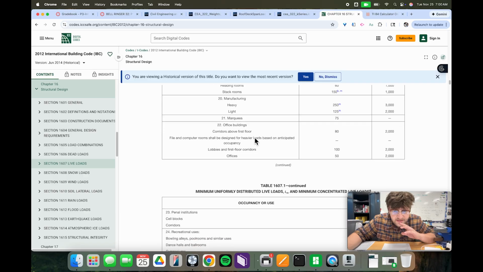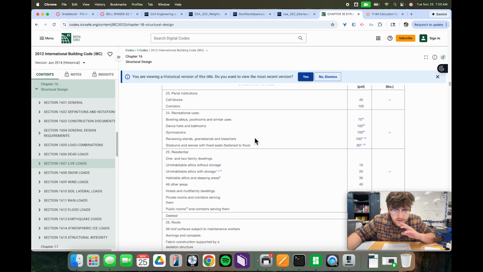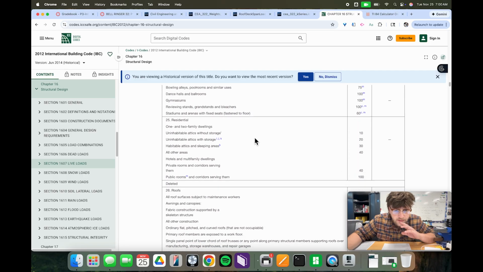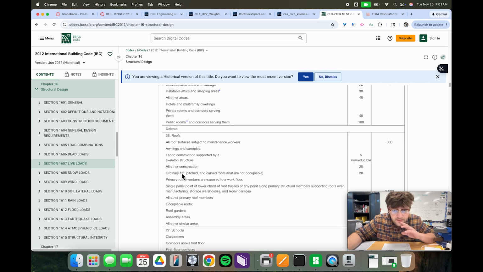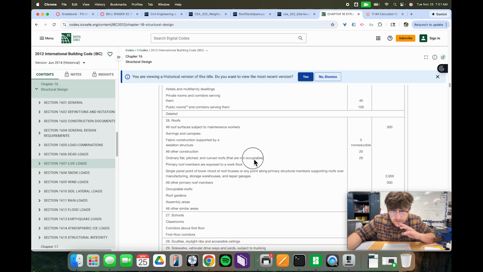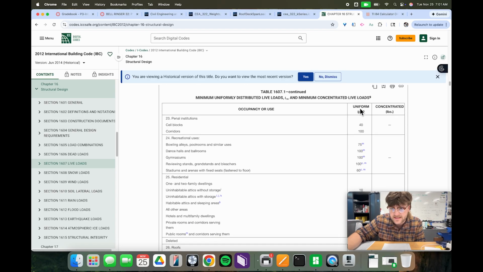So let's hear 1601 continued. Let's look for roofs, perfect roofs, and then ordinary, flat, pitched, or curved roofs that are not occupiable. So yeah, we aren't going to have anybody actually up there. So 20 PSF is what we're going to end up going with, as you can see, the uniform PSF.